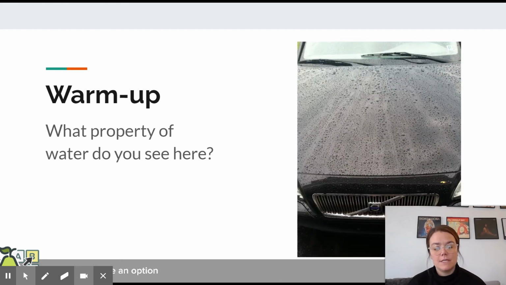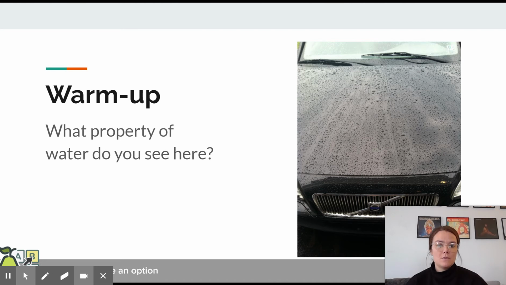All right, and then last one here, a freshly waxed car with water droplets forming on the outside. What property do we think we see, and how do we know we're seeing that? So again, multiple directions you could go here. You could say that since those water droplets are condensing together, that shows cohesion.